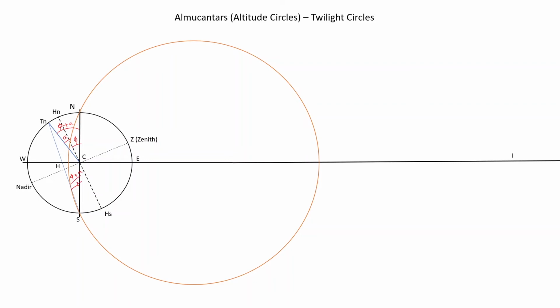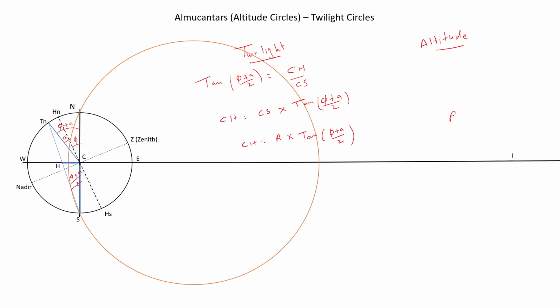Now in the right angle triangle HCS, tan((phi plus A) by 2) is equal to CH upon CS. Rearranging the formula, CH, which is the part of the diameter of the twilight circle towards north, is equal to CS, which is the radius R of the equator, into tan((phi plus A) by 2). So this is the change in the formula of the twilight circle as compared to the altitude. Phi minus A is replaced by phi plus A as it is below the horizon.